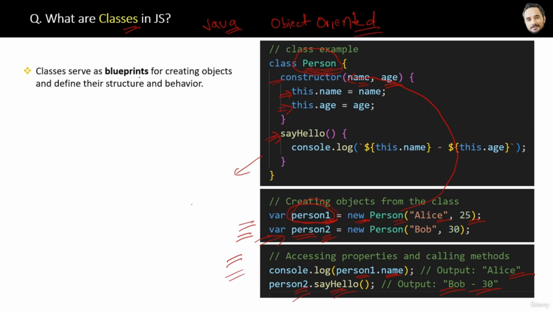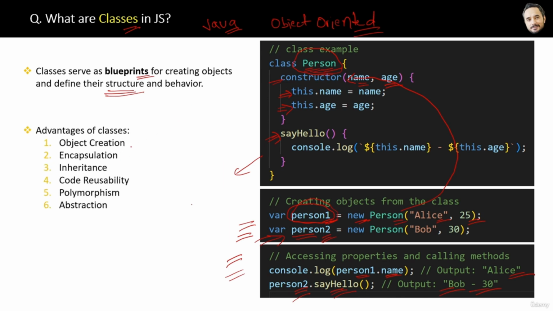Classes serve as the blueprint for creating objects and define their structure and behavior, right? And here are some advantages of classes. The first obvious one is that classes are used for object creation. The second benefit is classes follow object-oriented principles which provide encapsulation, which then provides data safety.